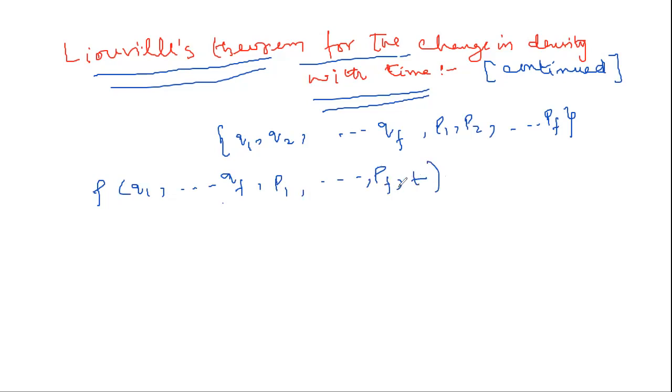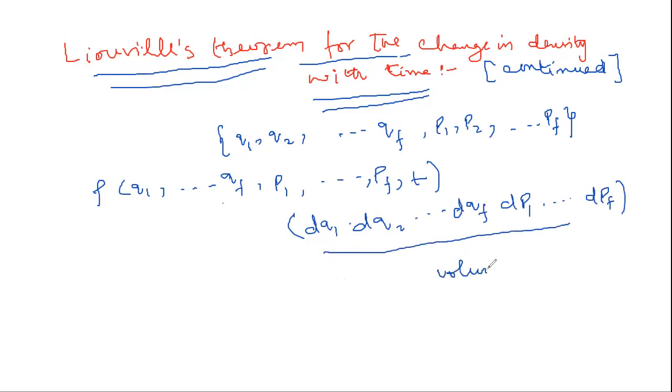Then what we did, we first found the number of systems in the ensemble which at time t have positions and momenta in the element of volume dq1, dq2, this is a product here, dqf, then dp1, product here, we're multiplying the things up to dpf. As we discussed in the last lecture, this is the volume element in this phase space.